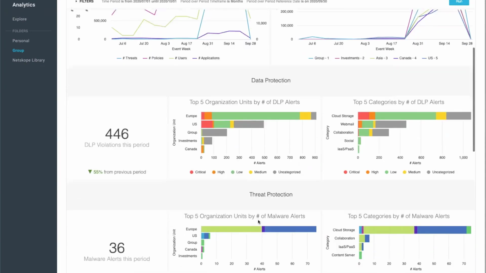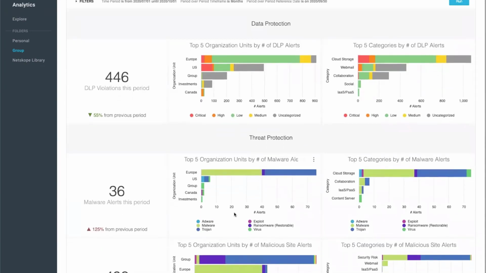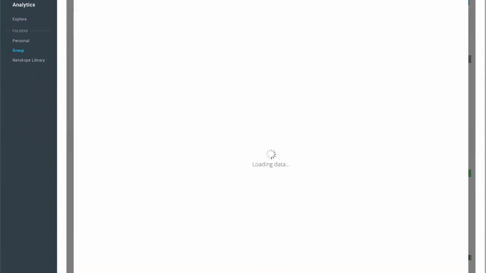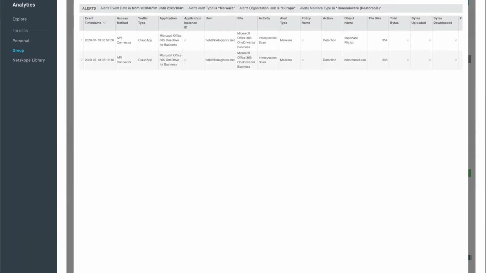So for instance, if I'm looking now at threat protection, I can quite quickly see where I've had some specific ransomware-type incidents, and I can do a quick click on these and have that visibility. You can see that once it loads, I've got very similar information. I can see the event timestamp and the access method. In this example, it was the API connector straight into 365 OneDrive for Business. I can see the user potentially impacted, and I can see this was picked up as part of a scan.